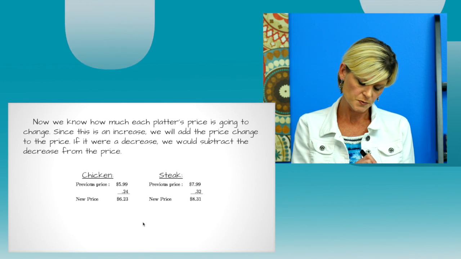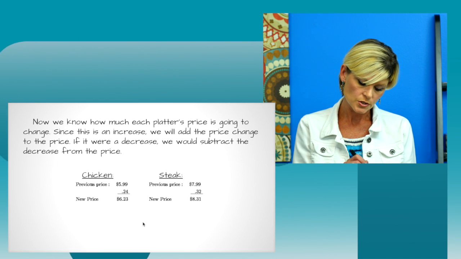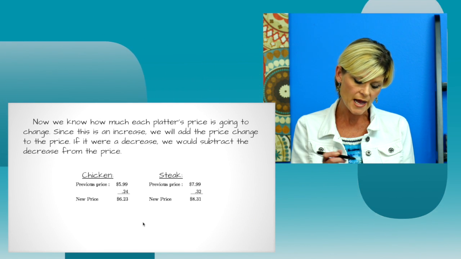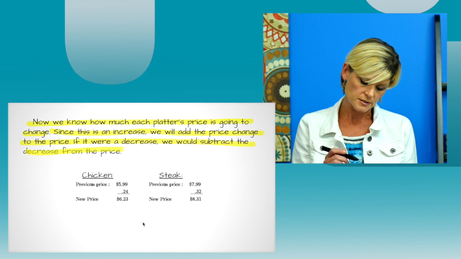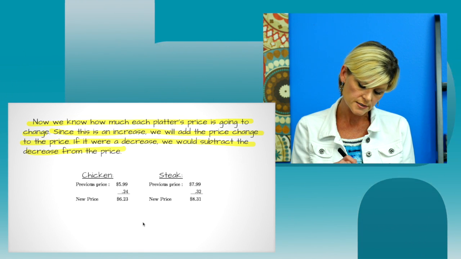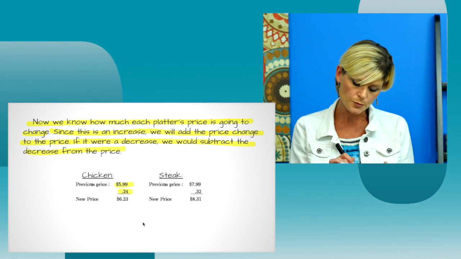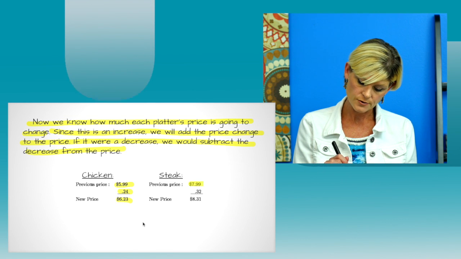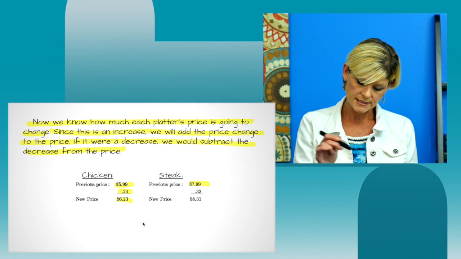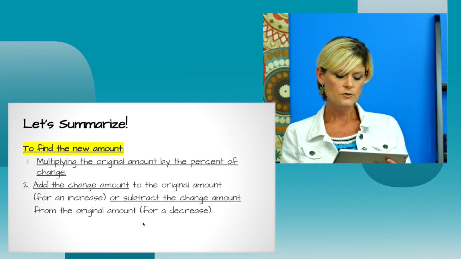And let's read it out specifically. It says, now we know how much each platter's price is going to change. Since this is an increase, we will add the price change to the price. But if it's a decrease, we would subtract it from the price. So the previous price was $5.99 plus 24 cents, the 4%. Now the new price of chicken will be $6.23. The steak used to be $7.99, increased by 32 cents, and it is now $8.31.